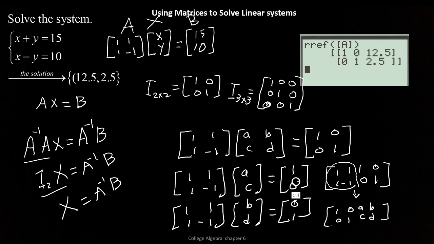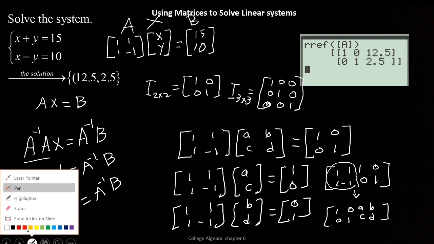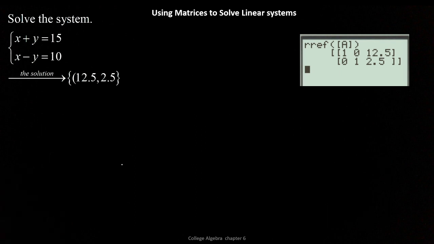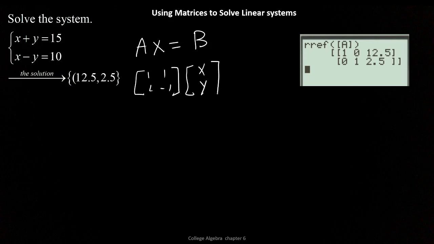We're not going to do it this way. You could do it by hand, but I'm going to use a calculator to do this. So let me do this. I'm going to get rid of everything. We're going to write this as AX equals B. And by A, of course, I mean this matrix, 1 1 1 negative 1. And by X, I mean XY. And by B, I mean 15 10.